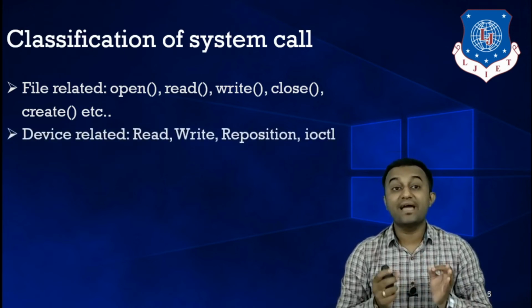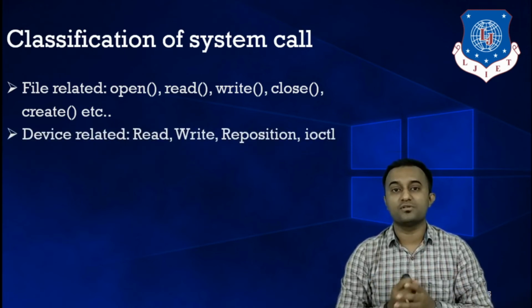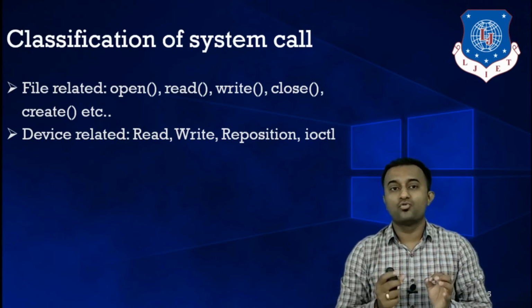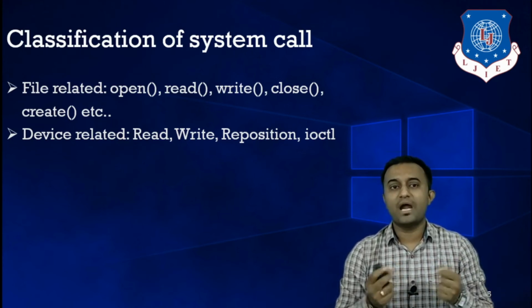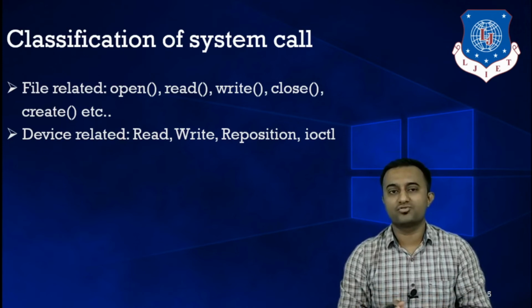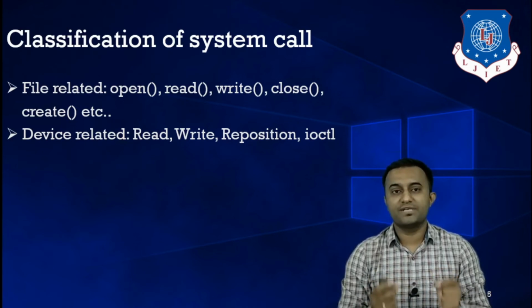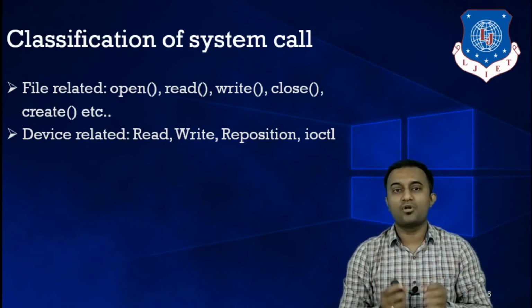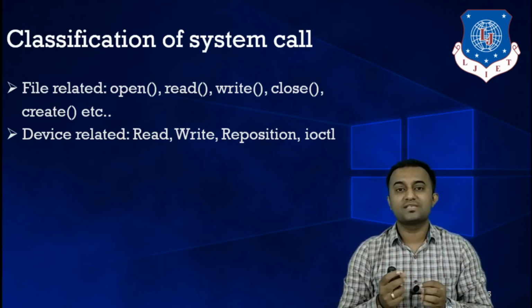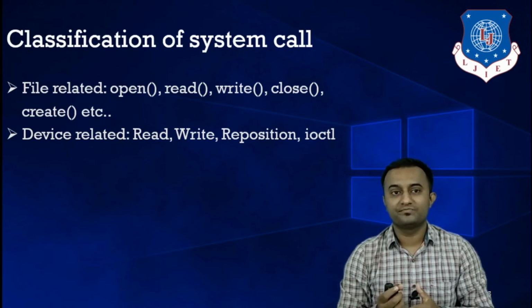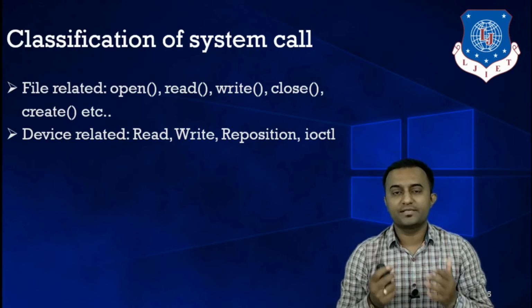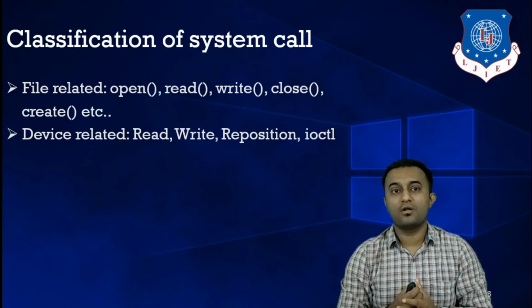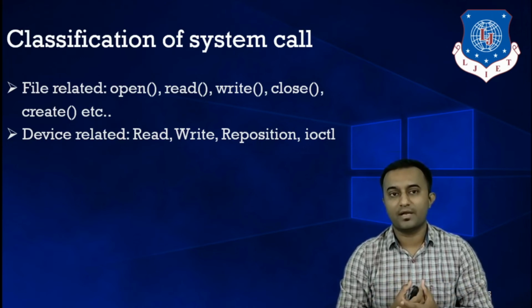Next one is device related system calls. As I told you, device means what? Hardware. Ultimately, a device is nothing but hardware. So what are the hardware related or device related system calls? Read system call, write system call, reposition, or you can say IO device controller. Okay, these are the different system calls for the device oriented category.